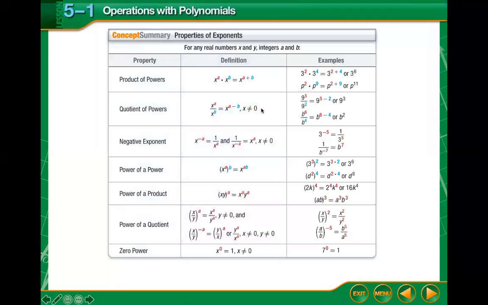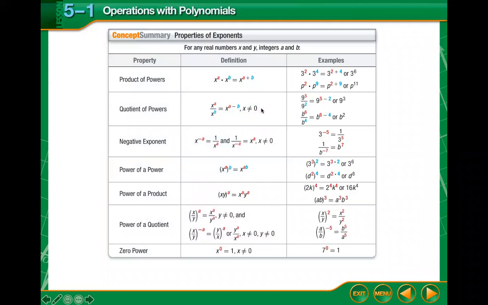So here are the properties of exponents that we're covering. We have product of powers, which is where we multiply two terms and they have the same base, so we add the exponents. Then we have the quotient of powers, which is where we're dividing two terms. They have the same base, so we subtract the bottom exponent from the top exponent.